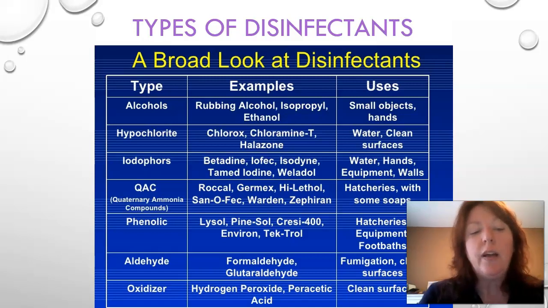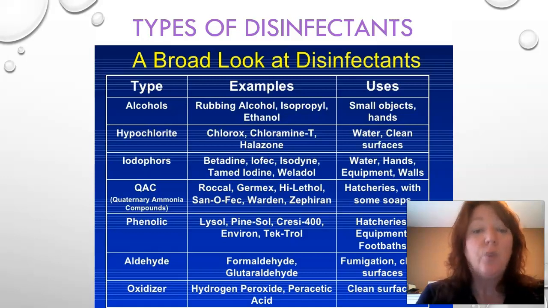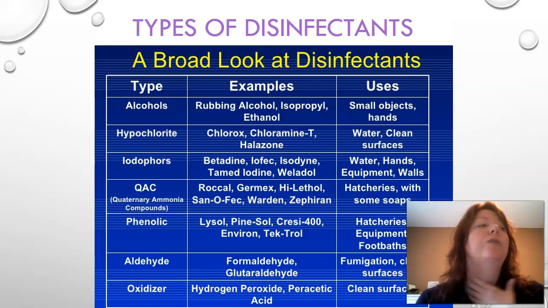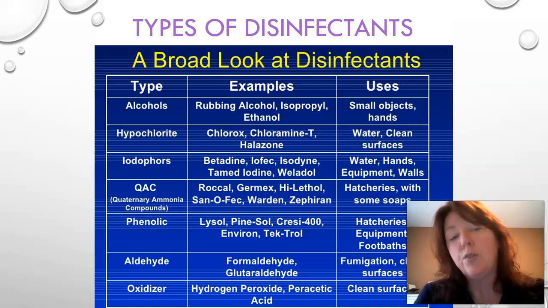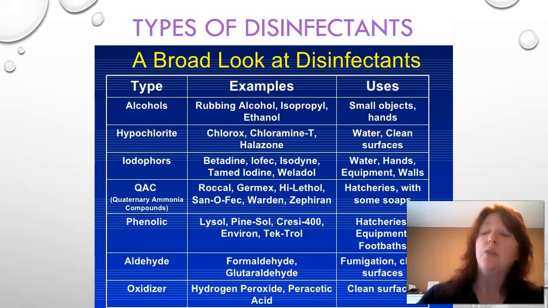QAC, quaternary ammonium compounds. These are important because you need to understand what that means. We'll get into that a little bit later. Phenolic, which is like Lysol, Pine-Sol. People use Lysol to wash the floors, things like that. Oxidizer, which is hydrogen peroxide, we can actually clean surfaces with that. So a lot of the products that we use now are actually hydrogen peroxide, because it's not harmful to the environment. We're not using the chemicals that are harmful to the environment, so that's really important.